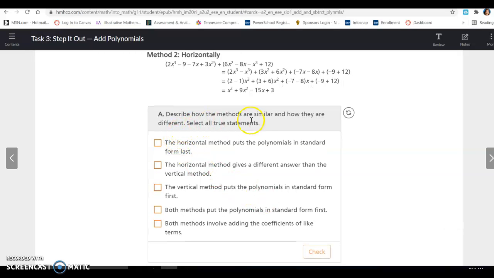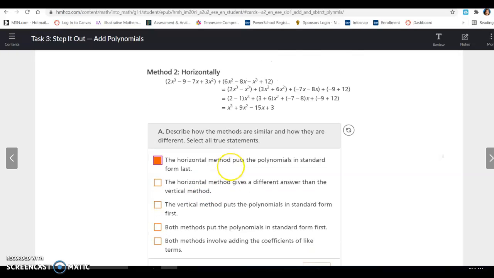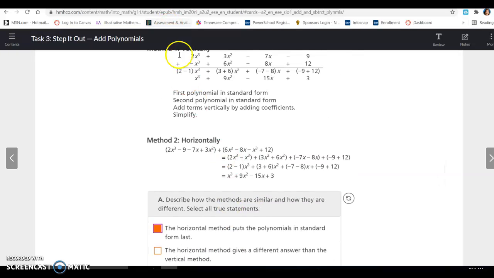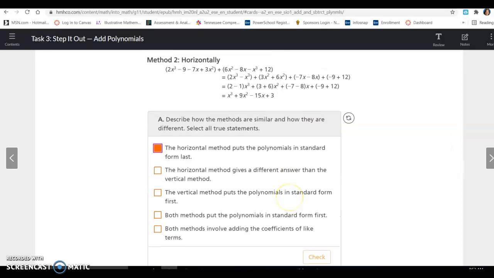All right, it says describe how the methods are similar and how they are different. Select all true statements. The horizontal method puts the polynomials in standard form last. Well, that is true because it did use commutative and associative, distributive property, but the last thing they did was put it in standard form. The horizontal method gives a different answer than the vertical method. That's not true because if you look up here, you can see that these have the exact same answer.